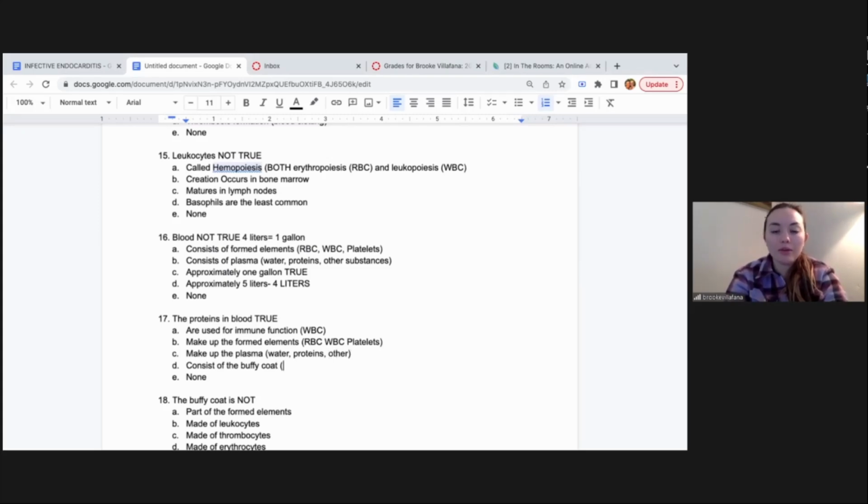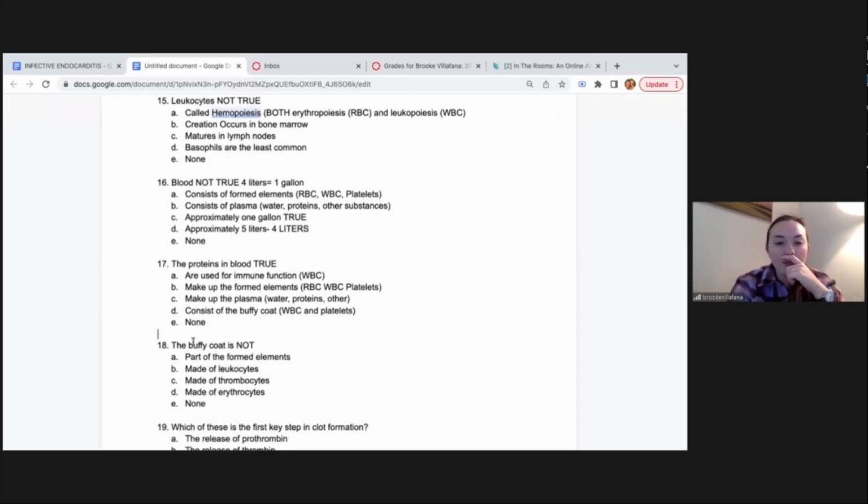And they don't consist of the buffy coat. The buffy coat is our white blood cells and platelets. Good job, everyone. So remember the buffy coat. It is our white blood cells and platelets. So leukocytes would be our white blood cells. Thrombocytes are our platelets. So we know it's not B or C, but is it A or D?